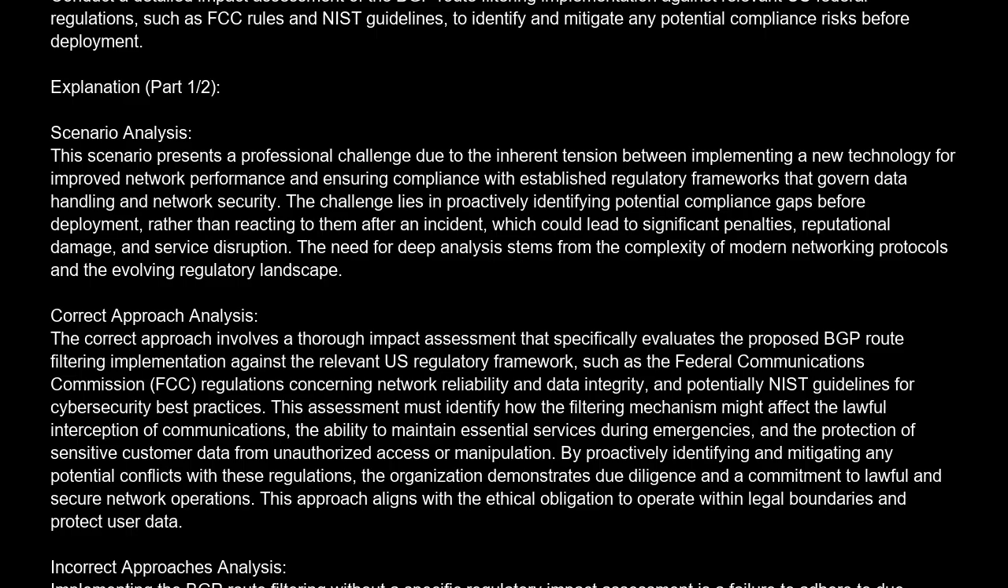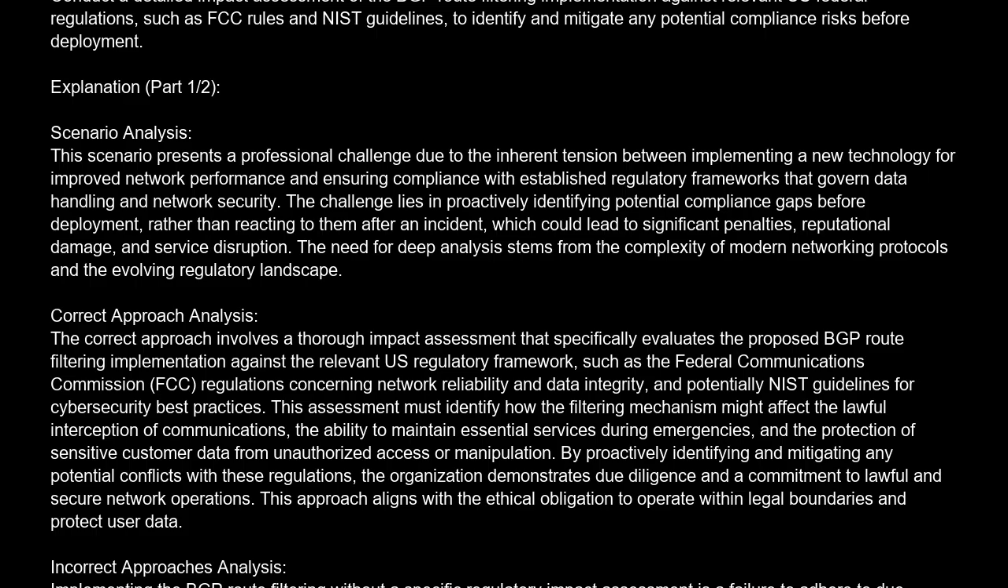By proactively identifying and mitigating any potential conflicts with these regulations, the organization demonstrates due diligence and a commitment to lawful and secure network operations. This approach aligns with the ethical obligation to operate within legal boundaries and protect user data. Incorrect approaches analysis. Implementing the BGP route filtering without a specific regulatory impact assessment is a failure to adhere to due diligence principles.